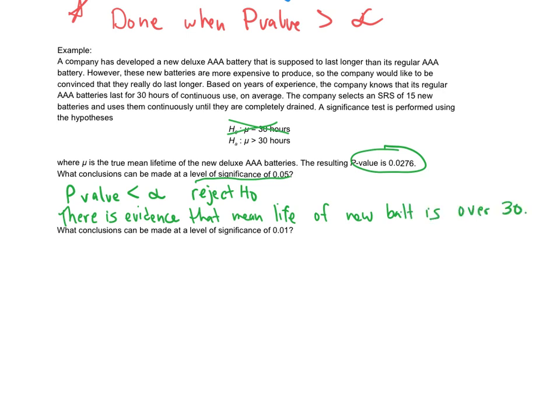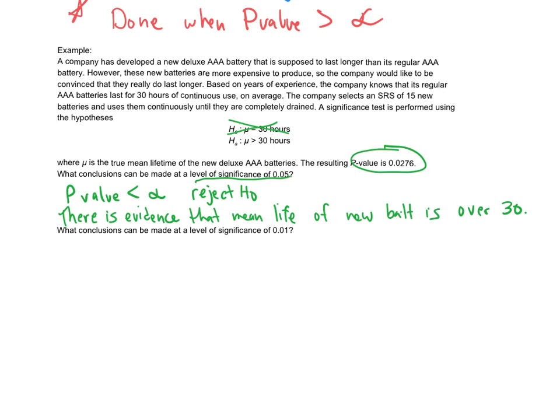Now, this is a great time to mention what we mean by greater than. Just because something's bigger than doesn't mean it's a lot bigger than. 30.1 is bigger than 30. So it just means that what we're showing is statistically significant. The results we're seeing are not due to chance, but they do not have to be large. They don't have to be big in scale. They just have to be statistically significant. So there is evidence that the mean life of this new battery is over 30.